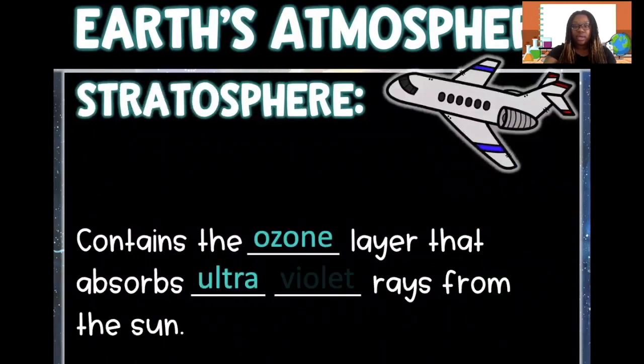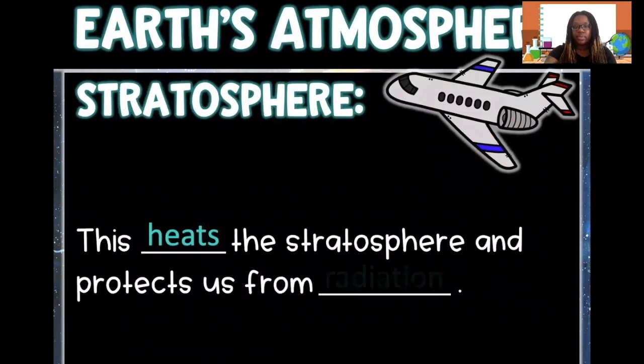And then we are in the stratosphere. So the stratosphere contains the ozone layer, which absorbs ultraviolet rays from the sun. This heats up the stratosphere and helps protect us from radiation.